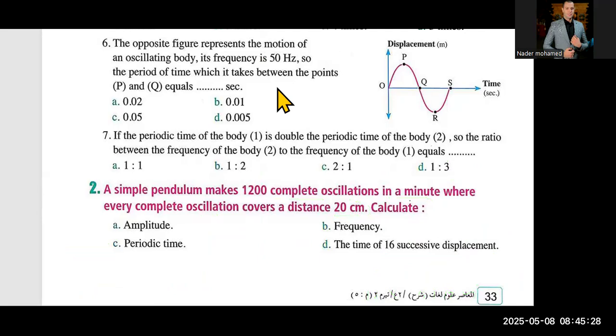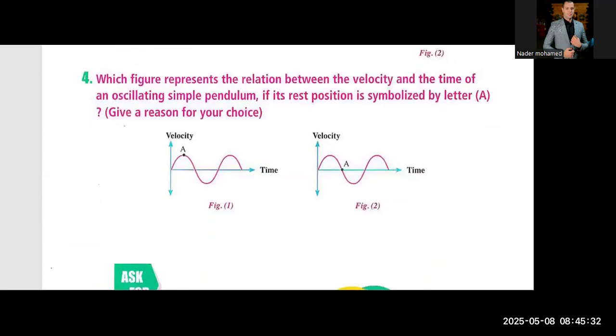Question 4. Which figure represents the relation between the velocity and the time of an oscillating simple pendulum, if its rest position is symbolized by letter A? Give a reason for your choice. Which one would be where the velocity is maximum? Could be figure 1 or figure 2.